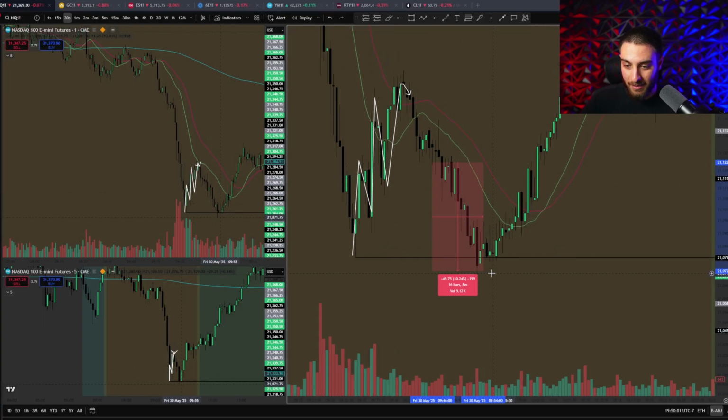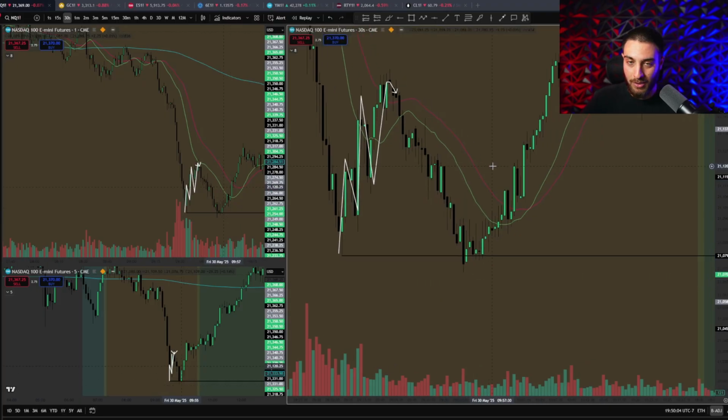So price ended up breaking past this low. Now, this is outside of my trading window. I trade personally from 9:30 a.m. to 12 p.m. Eastern time. That's when I've tested this strategy and have found amazing results.